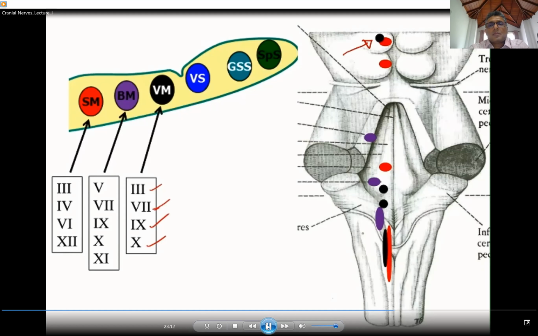Then this is the visceral motor nucleus of the facial nerve, which is also called superior salivary nucleus, and this is the visceral motor nucleus of the glossopharyngeal nerve, which is called the inferior salivary nucleus, and this is the visceral motor nucleus of the vagus nerve, which is also called the dorsal motor nucleus of the vagus nerve.